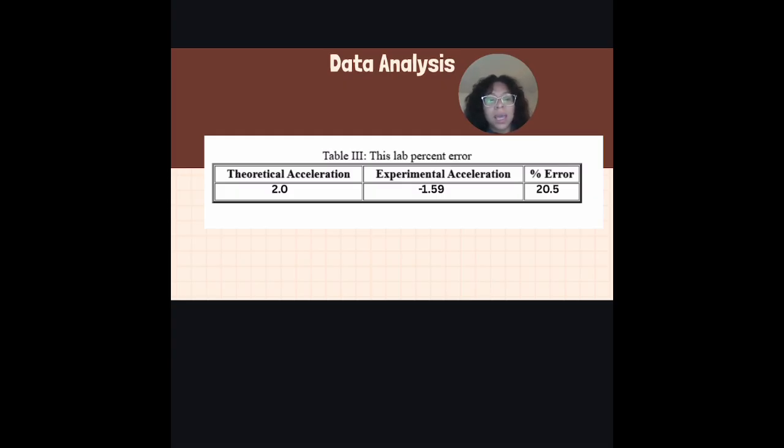So that just means that our acceleration was going the same, or almost the same, as the potential acceleration, but it was negative. So it's also showing that the velocity might not have been increasing, but was more decreasing, which would make sense because as it was going down, it did change the velocity. But our percent error was 20.5. And then the percent error formula is the experimental value minus the accepted value divided by the accepted value times 100 to get the percentage.